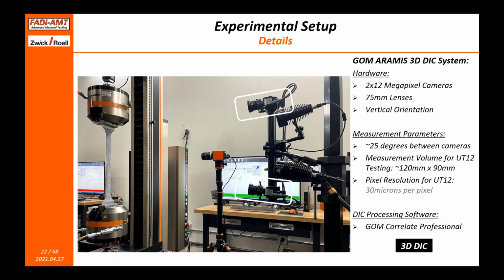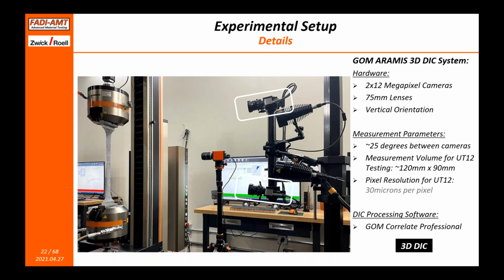And in terms of measurement volume, as I mentioned earlier, this was a flexible system, so you can set it up to a small or large volume. But just as an example here, when we focused it on the ISO type sample, which is the standard sample, we achieved a pixel resolution of around 30 microns per pixel. For processing, we used a full commercial software, which is the GOM Correlate Professional software.